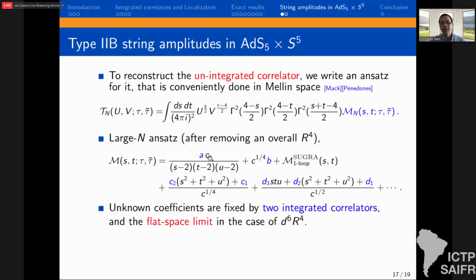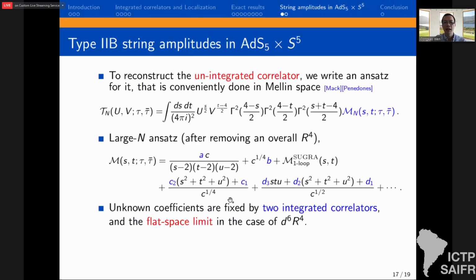Here C is the central charge, namely (N squared minus 1) over 4. So I'm doing a large N expansion for the Mellin amplitude. As I said, due to the fact that we know its analytic structure, we were able to write the ansatz for it. Basically, the first term is the contribution coming from supergravity, and the second term is a contribution from R to the 4, because I factor out R to the 4, and this is the supergravity one loop. And then this term is a contribution coming from D4 R to the 4, and the last term I write here is coming from D6 R to the 4.